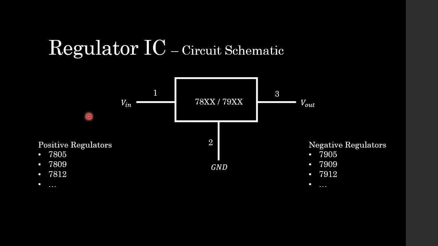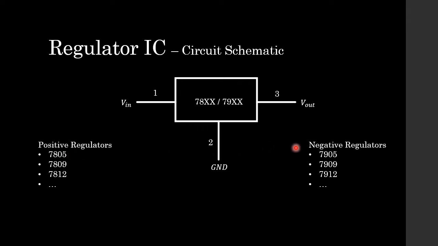Now, looking at the regulator IC schematic, students, we see that it has three pin outs, the first being the input voltage, second being ground, and the third being the regulated DC output voltage. And when you get a regulator IC, students, it has a label which is either 78XX or 79XX. Now, the 78 regulators are all positive voltage regulators, and the XX can be 05, 09, 12, and so on. And that simply is the voltage output. So the 7805 is a positive voltage regulator that outputs 5 volts.